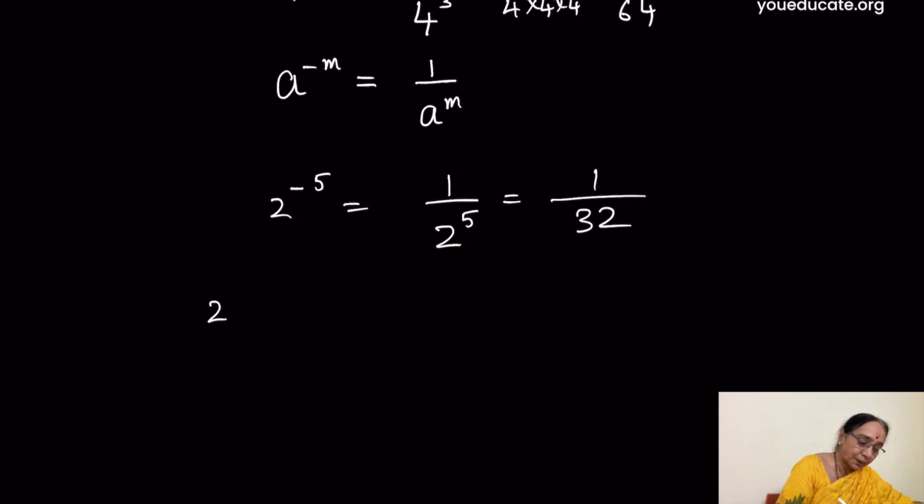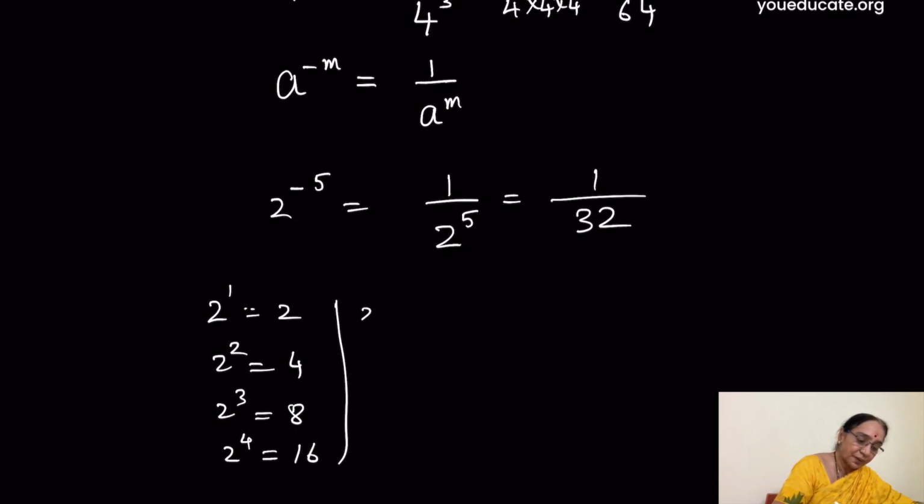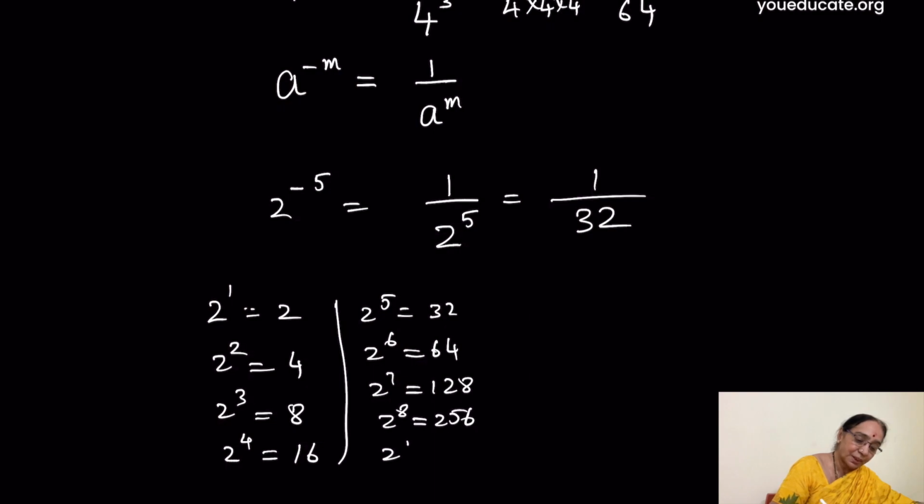So 2 power 1 is 2, 2 squared 4, 2 cubed 8. It should come to you automatically. You should be familiar with all these answers. 2 power 4, 16. 2 power 5, 32. 2 power 6, 64. 2 power 7, 128. 2 power 8, 256. 2 power 9, 512. And 2 power 10, 1024.